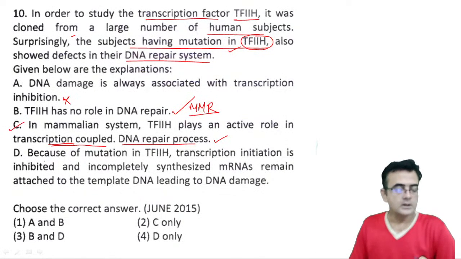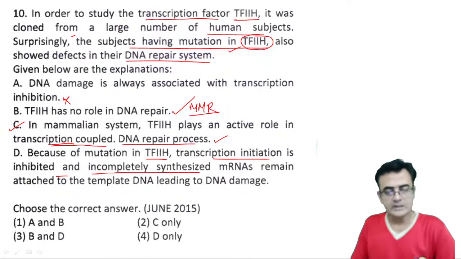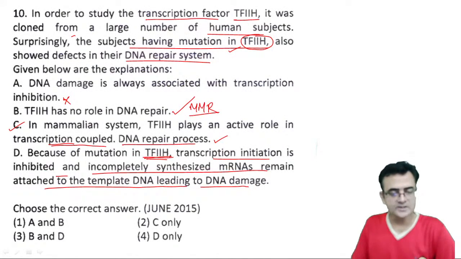This seems correct. Then D: because of mutation in TF2H, transcription initiation is inhibited and incompletely synthesized mRNA remains attached to the template DNA, leading to DNA damage. No. Transcription initiation is almost completed here. Once TF2H comes, which is the last transcription factor responsible for initiation, it is almost complete. So transcription initiation is inhibited in the last step, we can say.